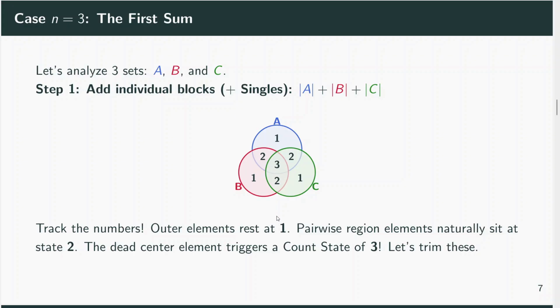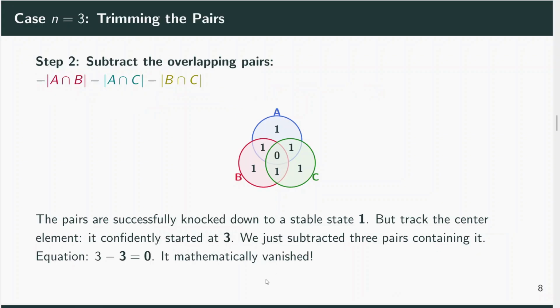Time to start trimming. Case n equals 3, trimming the pairs. Step 2. We subtract the pairwise intersections. We subtract the size of A intersect B, then subtract the size of A intersect C, and then subtract the size of B intersect C. Let us trace through every region again and see what these subtractions do to the count state.